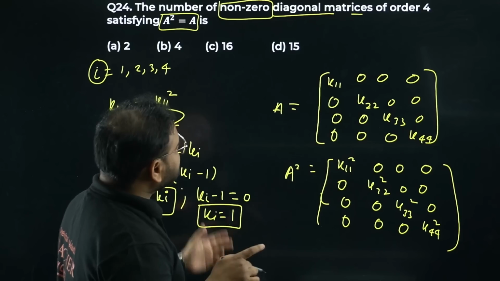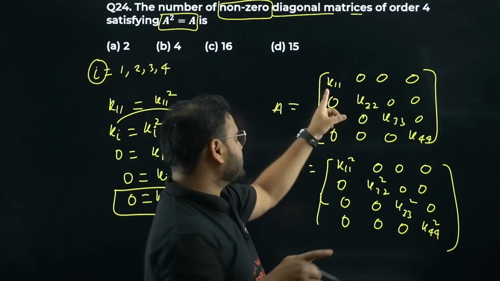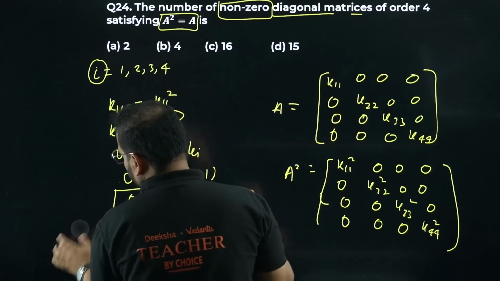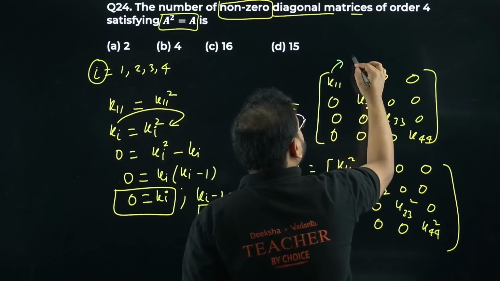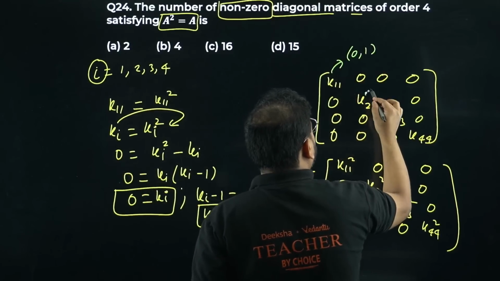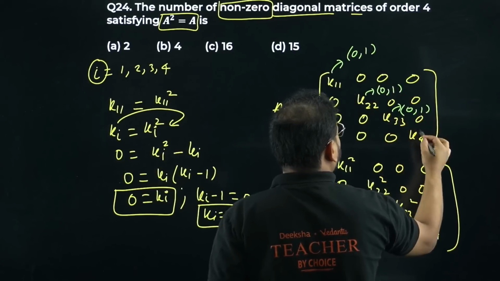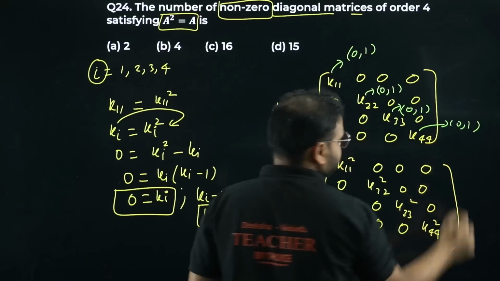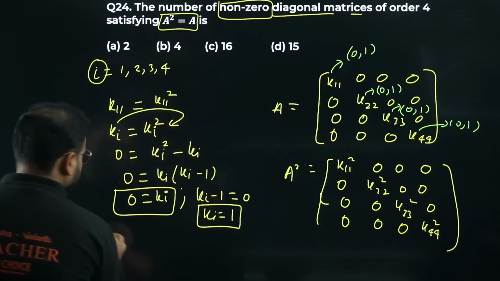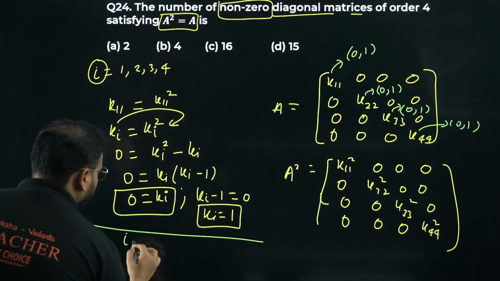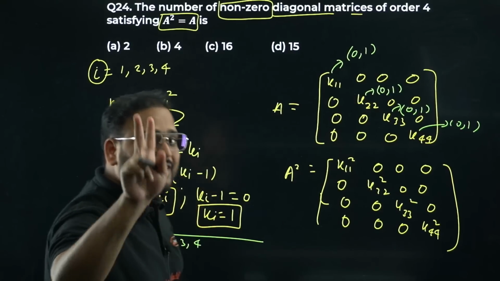Now basically I have 4 elements, each has 2 options. Very important: this element will have 2 options, 0 or 1. This will have 2 options, 0 and 1. This also will have 2 options, 0 and 1, and this also will have 2 options, 0 and 1. So for i equal to 1, 2, 3 and 4, I have each element having 2 options.